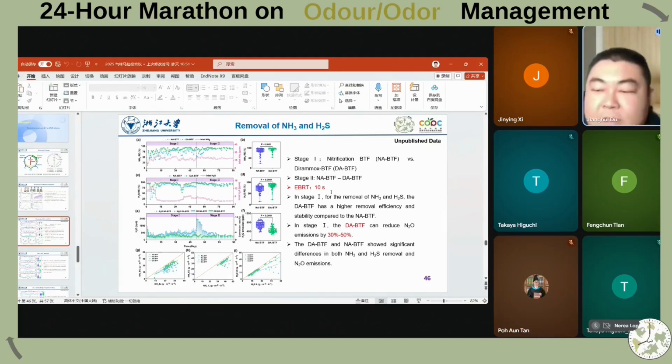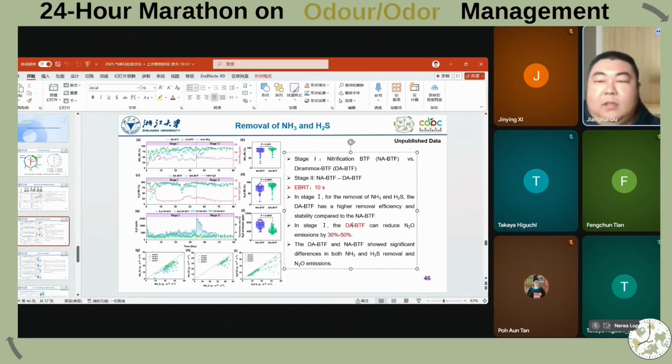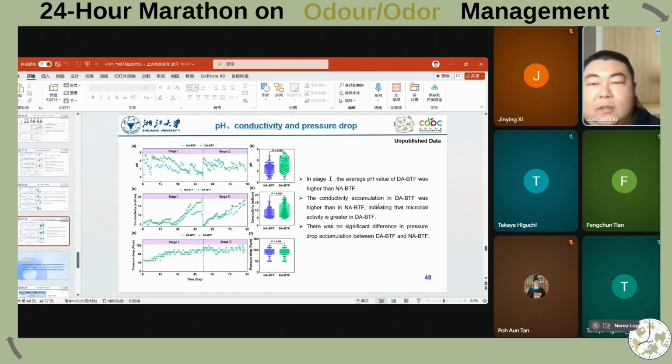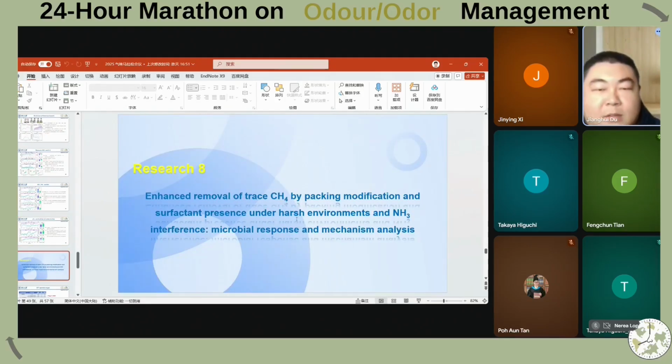And with the EBRT at 10 seconds, it shows that the DABTF, DA means dynamics BTF, can reduce the nitric oxide by over 30%, and adding 200 to 300 milligram per L of NH2OH to the circulating water can achieve the transformation from NBTF to DBTF. This is the pH and others.